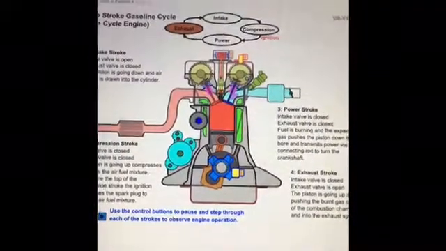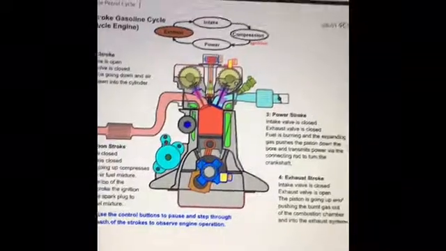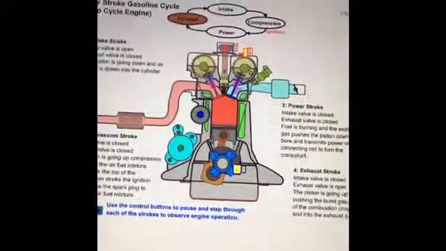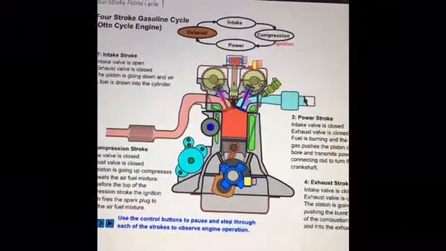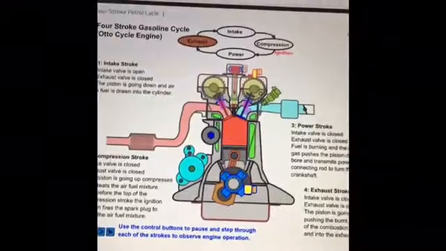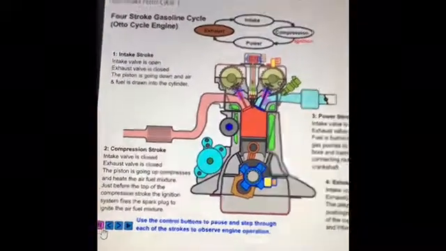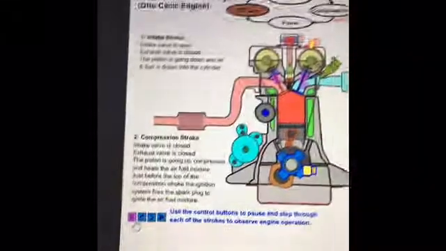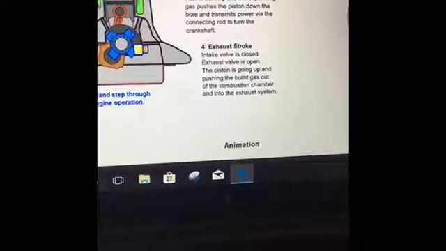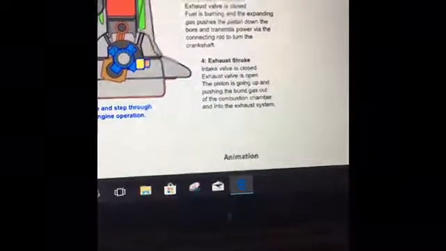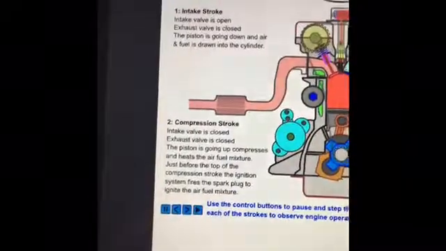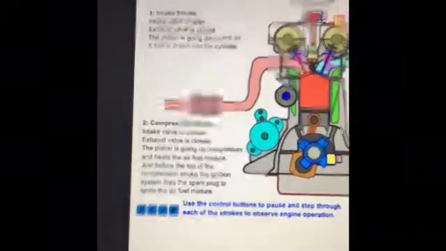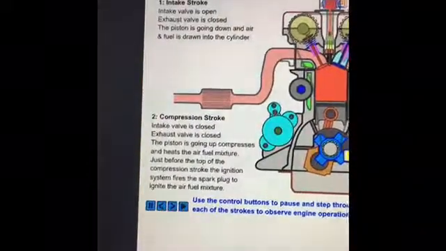Here's a diagram of the basic 4-stroke engine, which is the most commonly used engine. And as you can see here, we're going to display each stage of the 4-stroke engine. As you can see, if you read, it shows you that in the exhaust stroke, the intake valve is closed, the exhaust valve is open, and the piston's going up and pushing the burnt gas out of the combustion chamber. And as you look, you can read what happens in each stage of the compression of the engine.